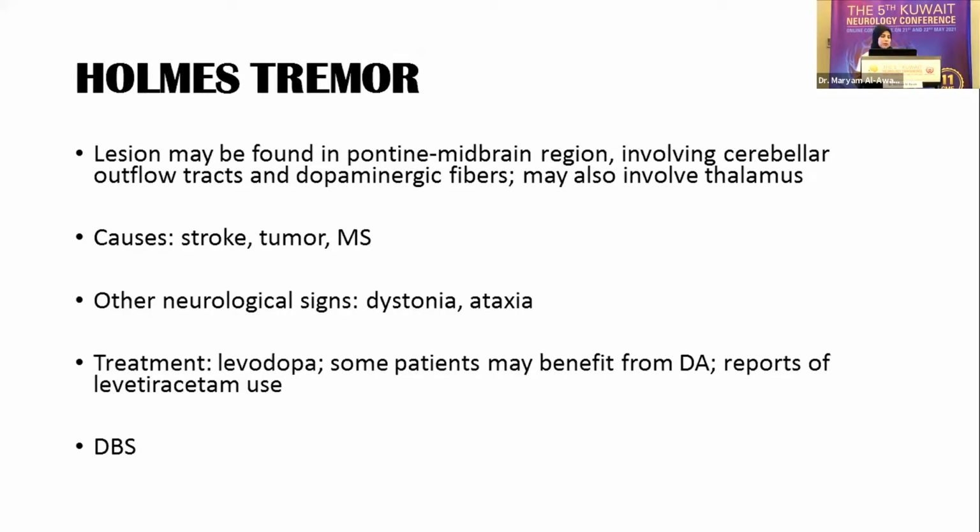Causes include demyelinating disease, stroke, and tumors. Other neurological signs are usually associated with Holmes tremor, including dystonia and ataxia on the same region of the tremor. Treatment may include levodopa, because as we said, the nigrostriatal pathways may be involved, and dopaminergic fibers may be involved in this tremor, and other medications as well. In severe refractory cases, DBS may also be considered.